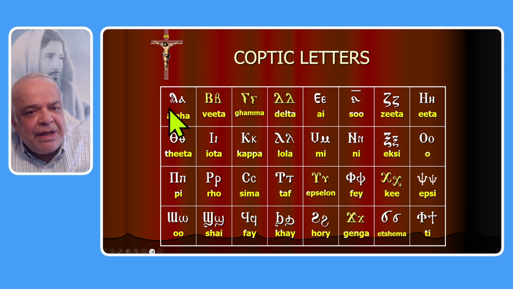We'll start now with alpha, beta, gamma, delta, and so on through the rest of the Coptic alphabet.